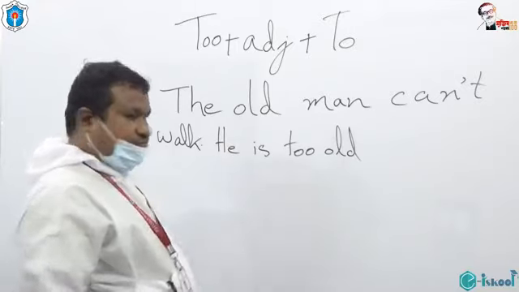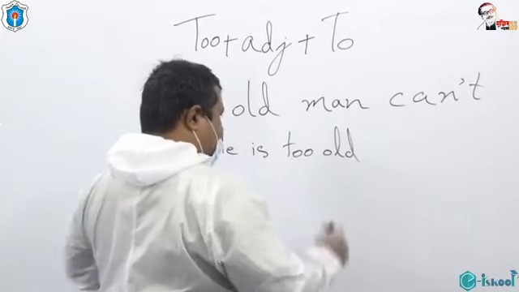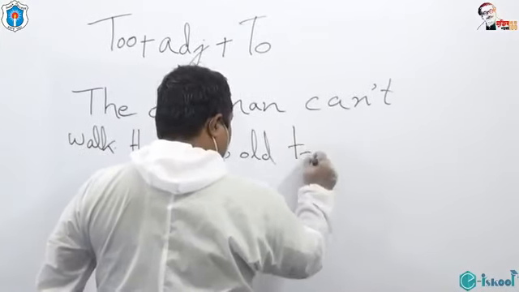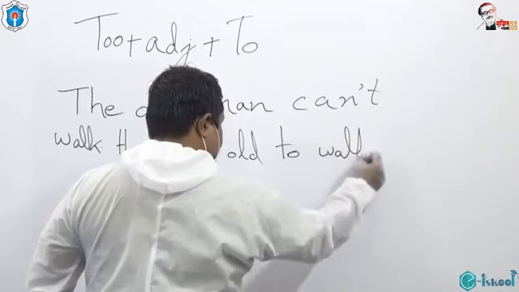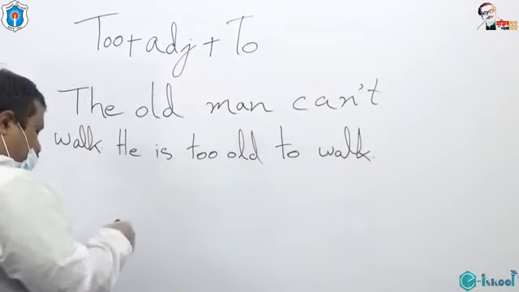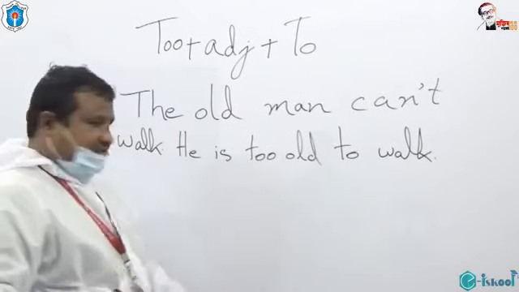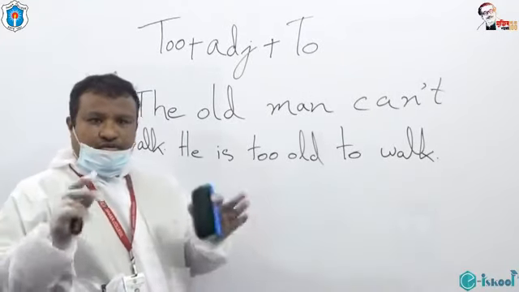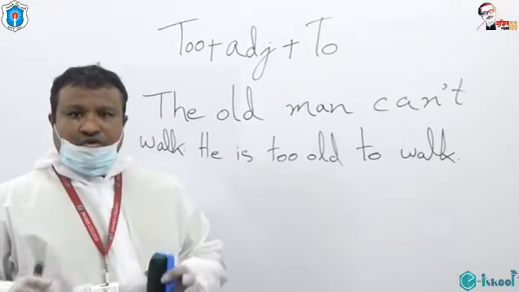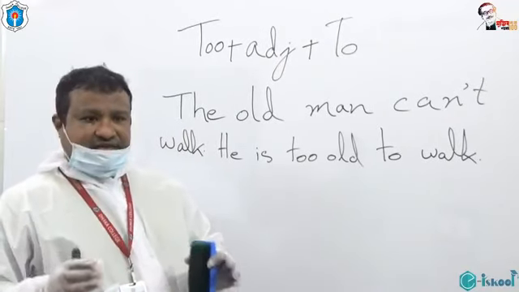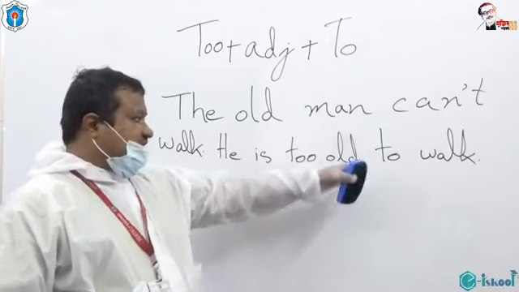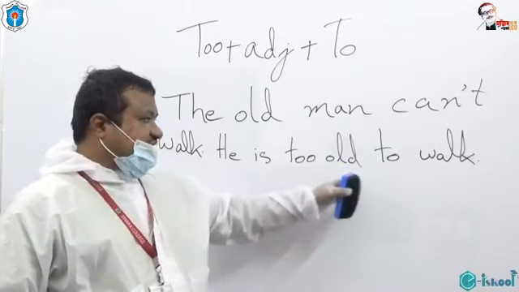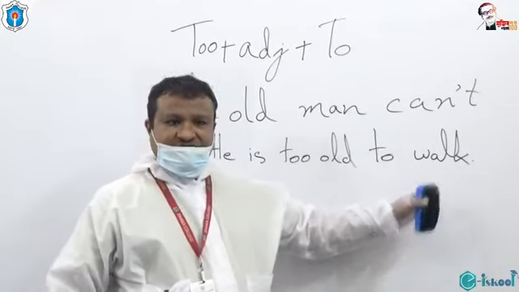Then what will we do? We will use a to, then a main verb. He is too old to walk. That is, the old man is too old to walk. The basic structure is too plus adjective plus to plus main verb.